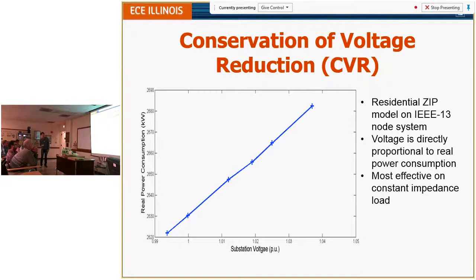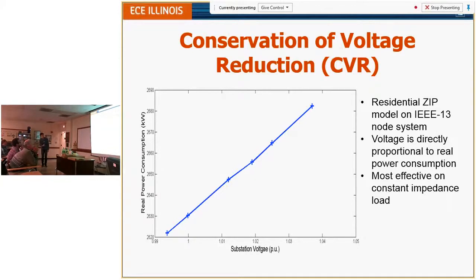So if you're not familiar with a ZIP, it's actually constant impedance, constant current, and constant power. So you know that when you reduce the voltage, the power consumption is P equals V squared over R. So if you have a purely resistive load, that will impact the most. The next one, if it's constant load, P equals VI. So if you reduce the voltage, you reduce the power consumption.